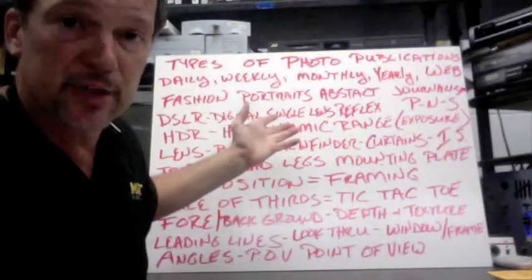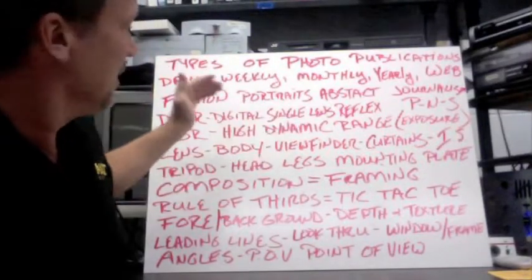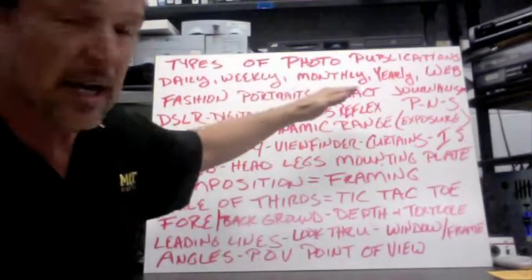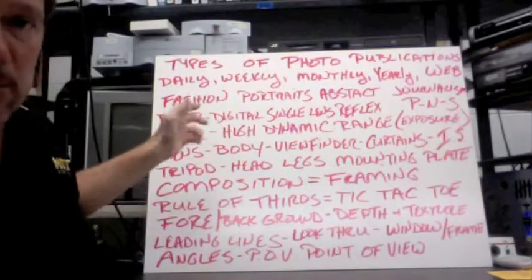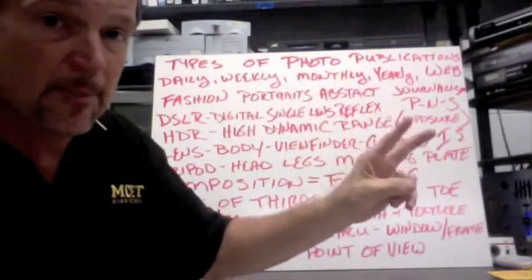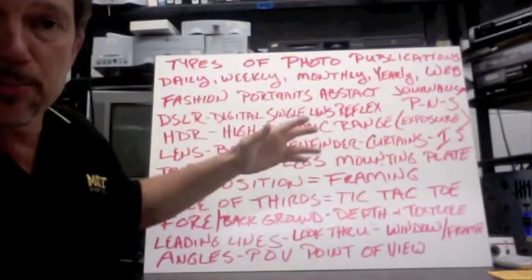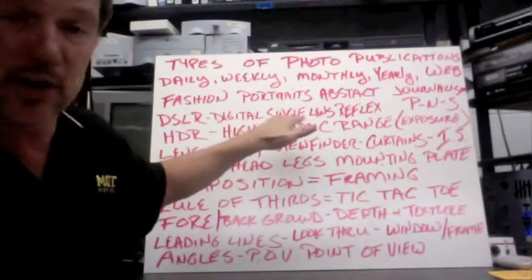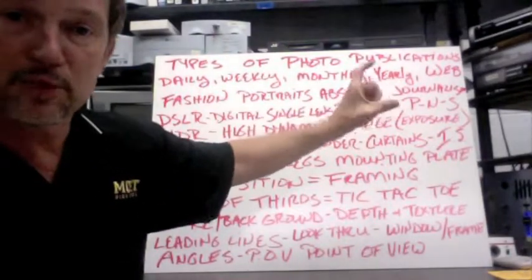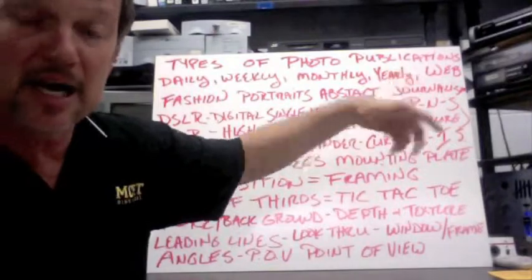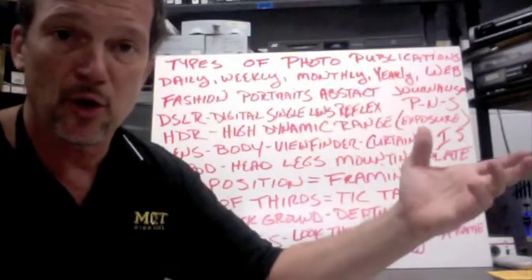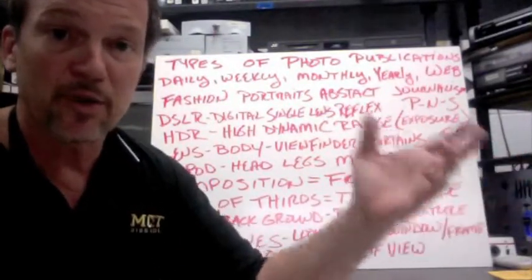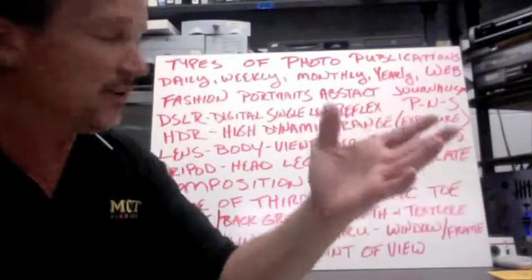Different types of photography we did the first 9 weeks: fashion, portraits, abstract, photojournalism. And we used 2 different types of cameras: DSLR, the professional digital single lens reflex, or the small little point and shoot, PNS. A lot of folks just use their phone, and you can do very well with iPhones in photography class.